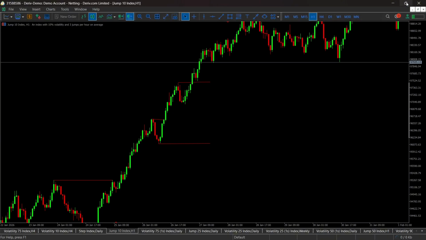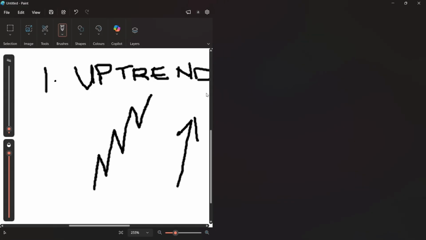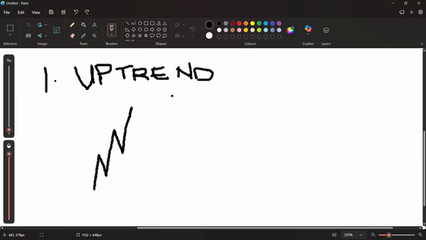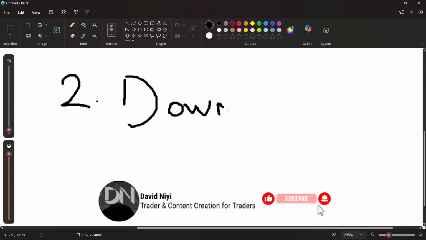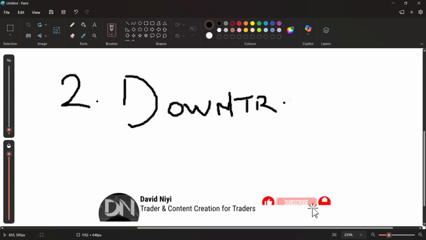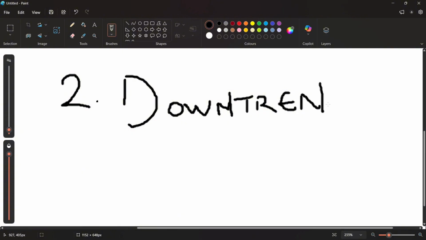So the next type of trend I'll be sharing with you is the downtrend. I'll get this one cleaned up. Second one, downtrend. What a downtrend means is when the market forms a series of lower highs and lower lows. This is what I mean by that.